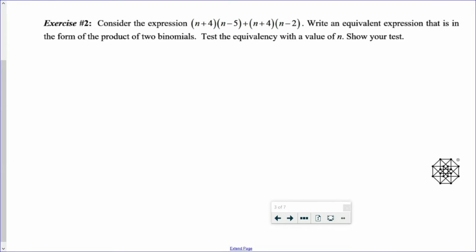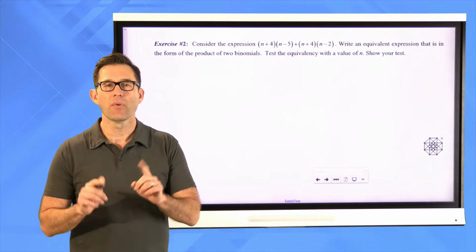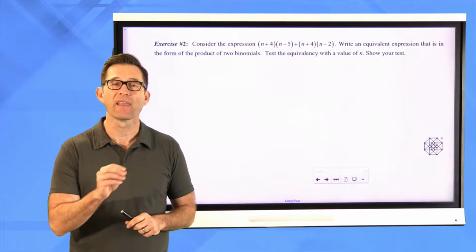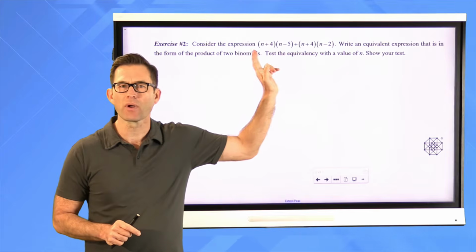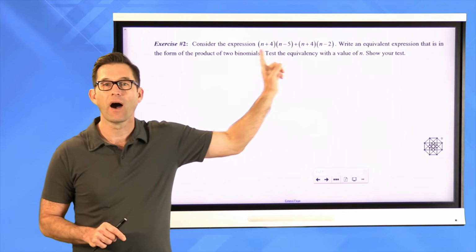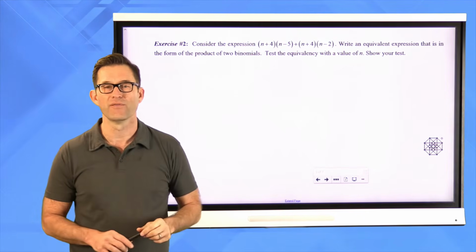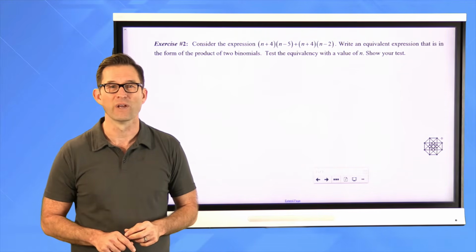Consider the expression n plus 4 times n minus 5 plus n plus 4 times n minus 2. Write an equivalent expression that is in the form of the product of two binomials. Test the equivalency with a value of n. Show your test. I'd like you to pause the video and see if you can extend what we did in letter B of exercise number 1 to write this, which is a little more complicated, as the product of two binomials. Keep in mind that n plus 4 is that common factor that can be factored out. Pause the video now and take a shot at it. If you're confused about it, don't worry, we're obviously going to go over it.